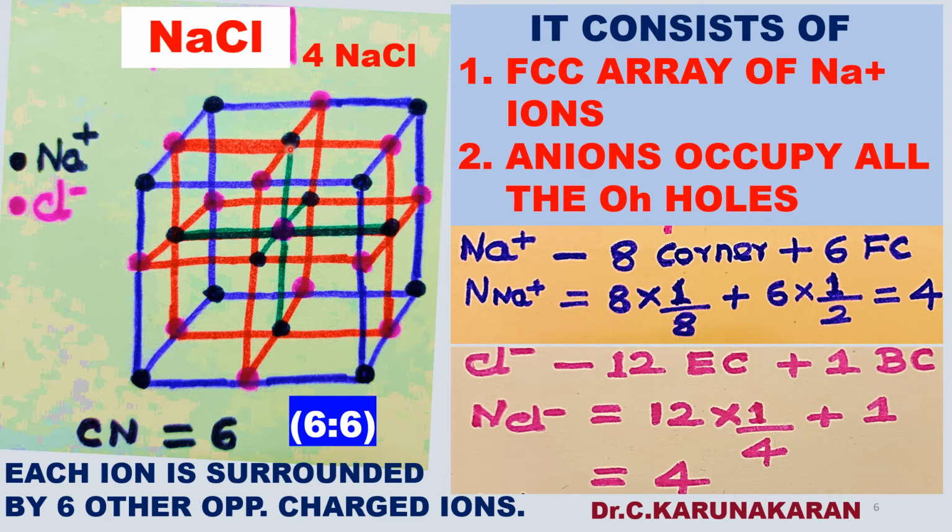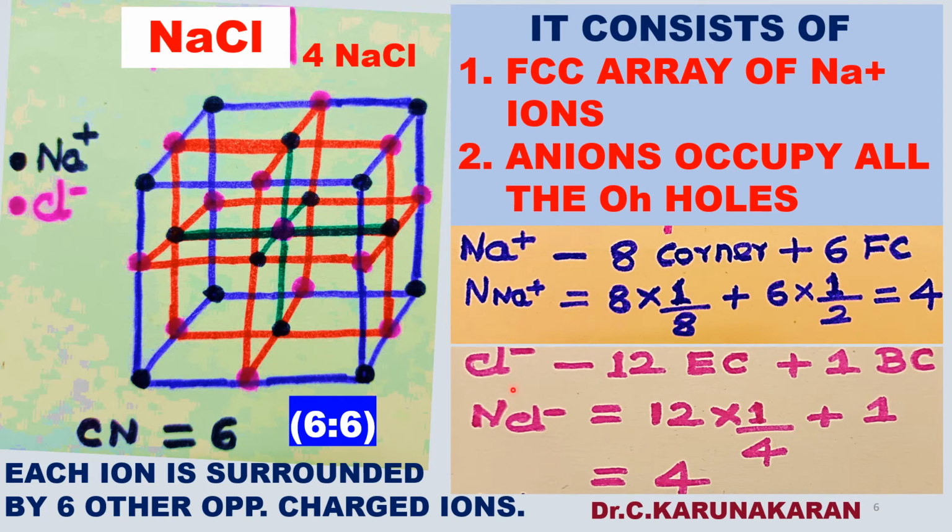Similarly, the atom at the face center belongs to this cube and the cube at the top. Therefore, half belongs to this unit cell, and another half belongs to the other unit cell. Therefore, each atom at the face center contributes 1/2 to the particular unit cell. Therefore, 6 × 1/2. There are 4 sodium ions present in the unit cell.